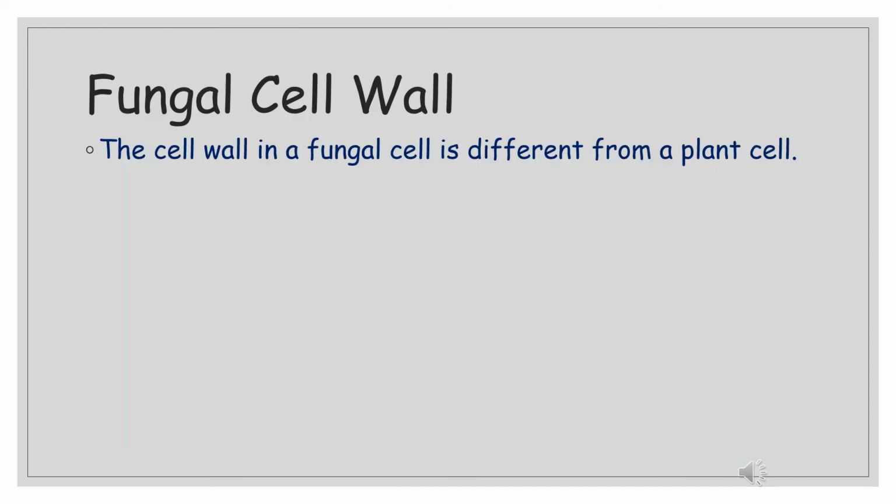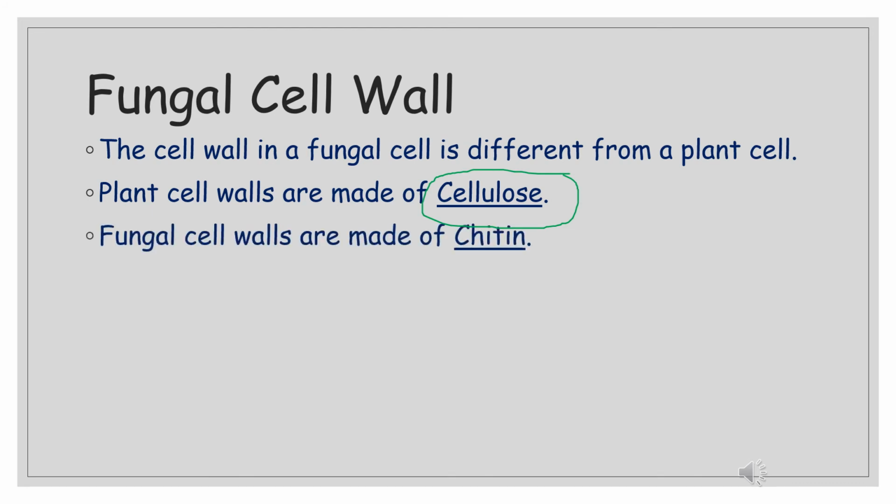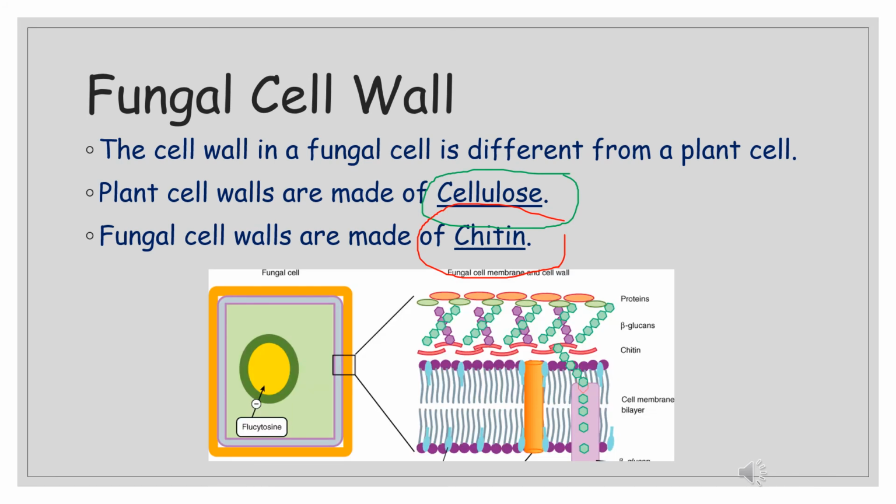There is one key thing for fungal cells, however, and that's the cell wall. As I previously stated, plant cells have a cell wall made from cellulose. Fungal cells, however, the cell walls are made from chitin. Now, this diagram shows you what that may look like. That's not something you guys need to know. The key thing is plant cell walls, cellulose; fungal cell walls, chitin.